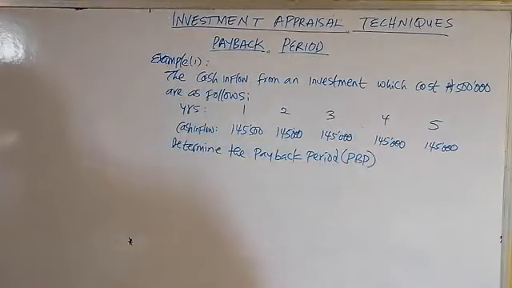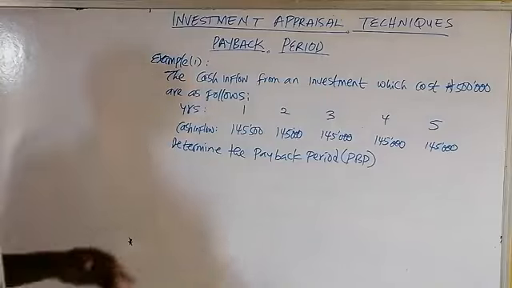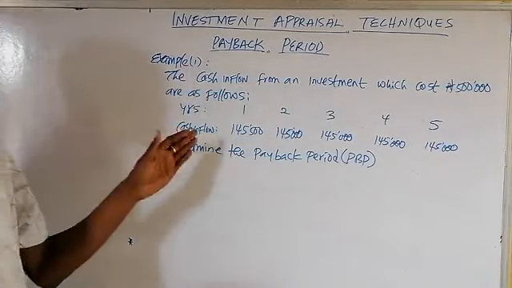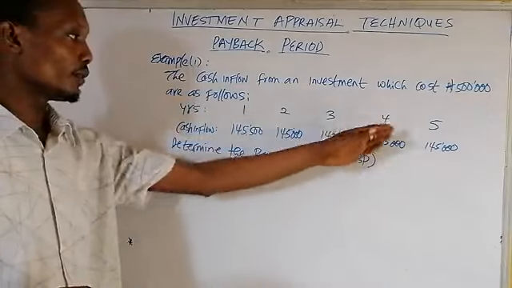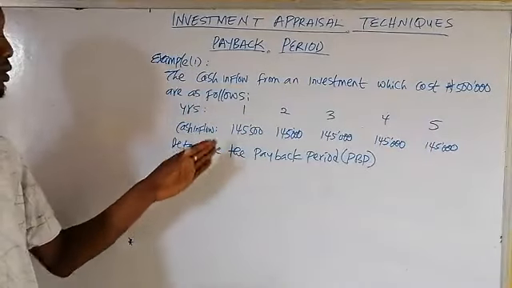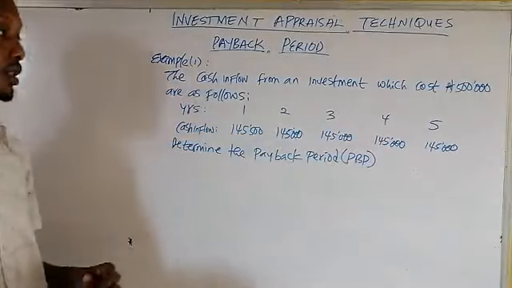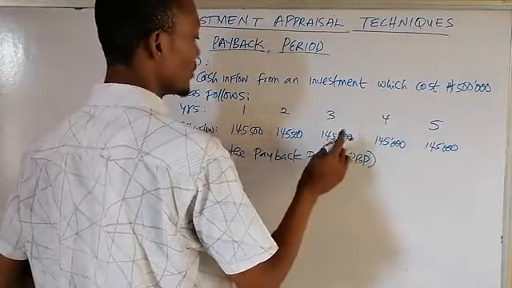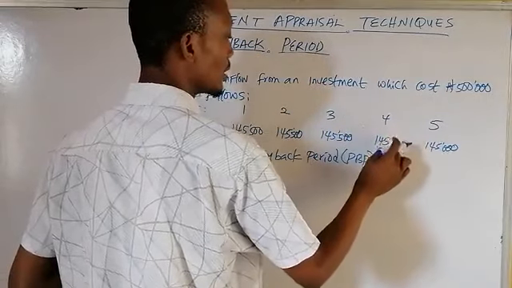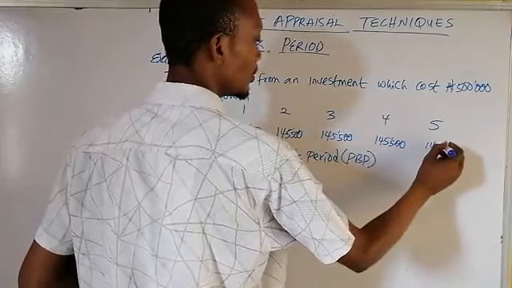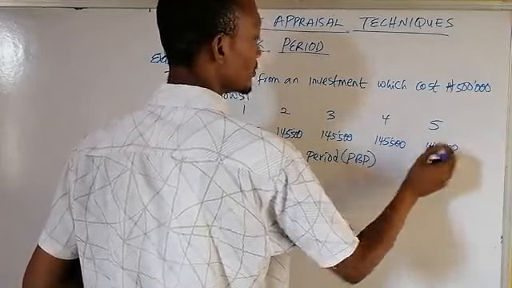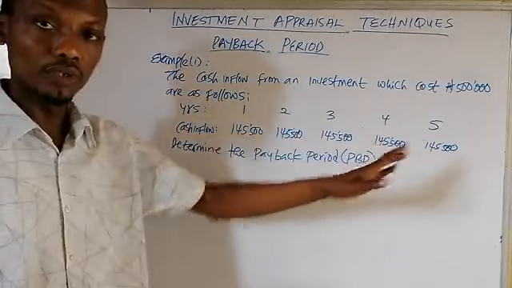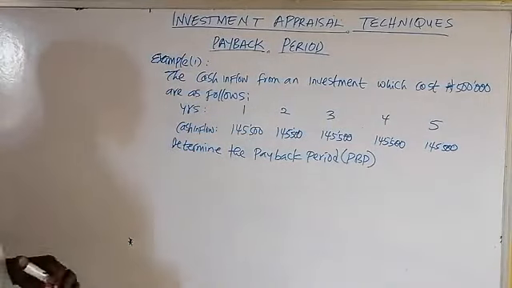Now, this question reads: the cash inflow from an investment which cost 500,000 naira is as follows. Years 1, 2, 3, 4, 5. We have the cash inflows: 145,500 each year. So determine the payback period.